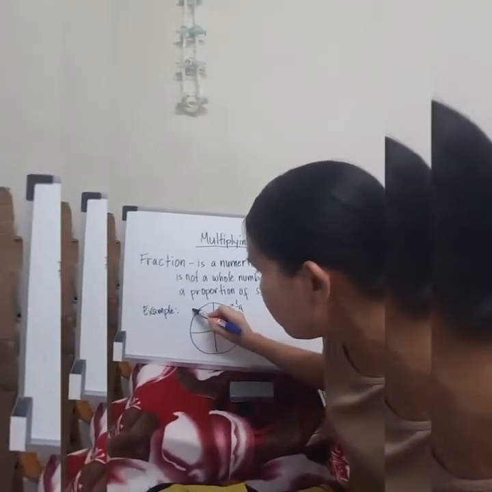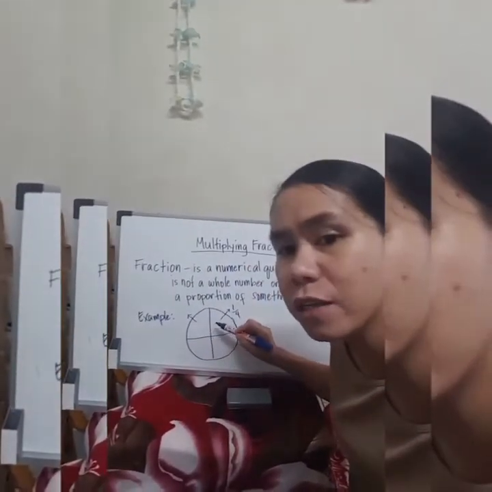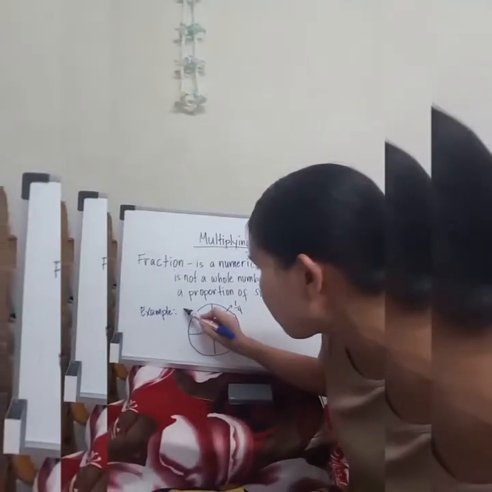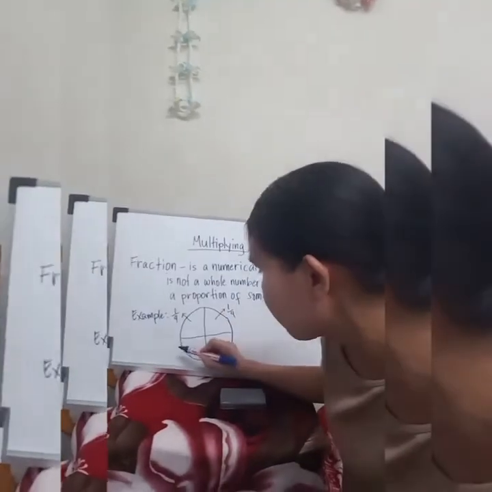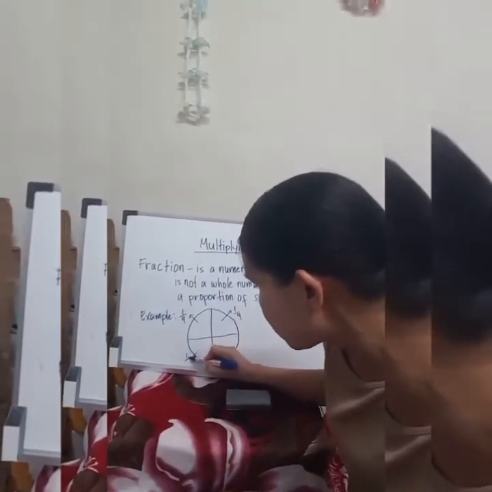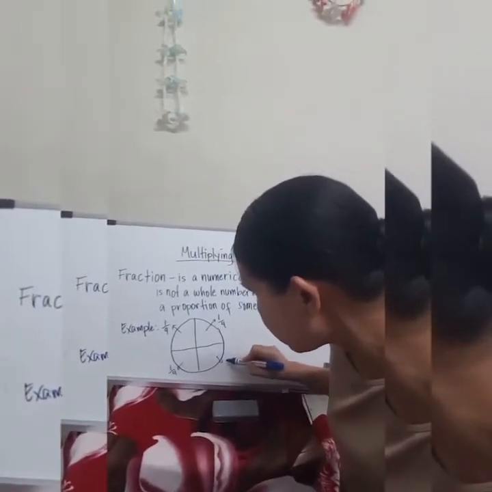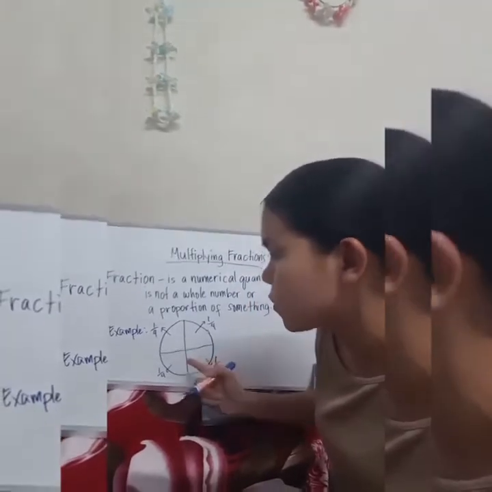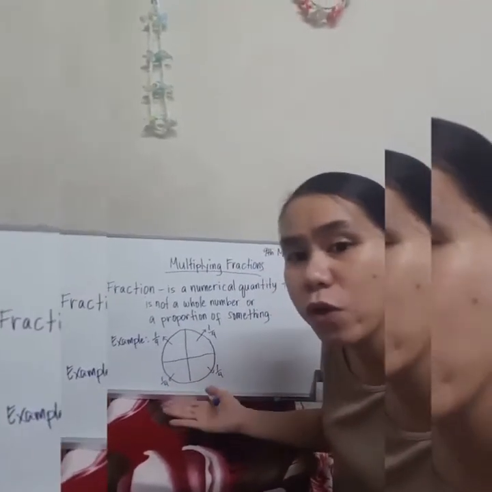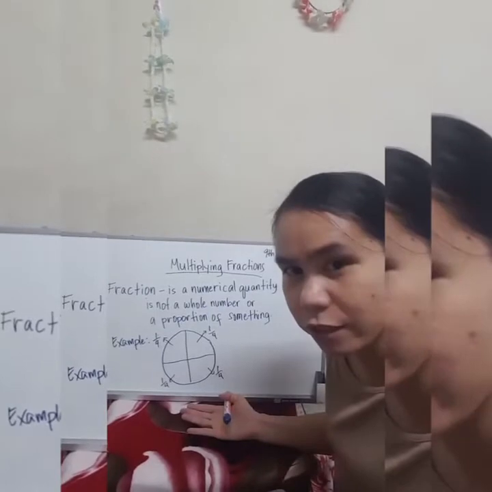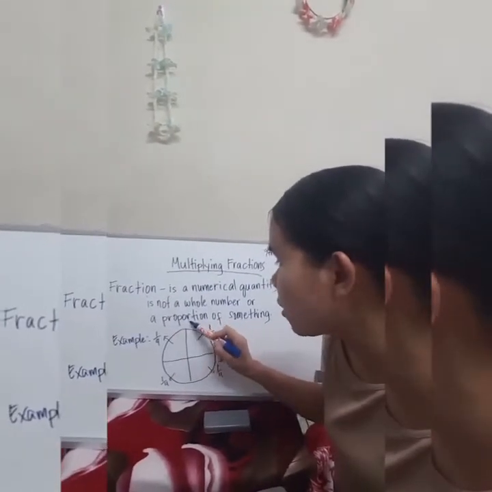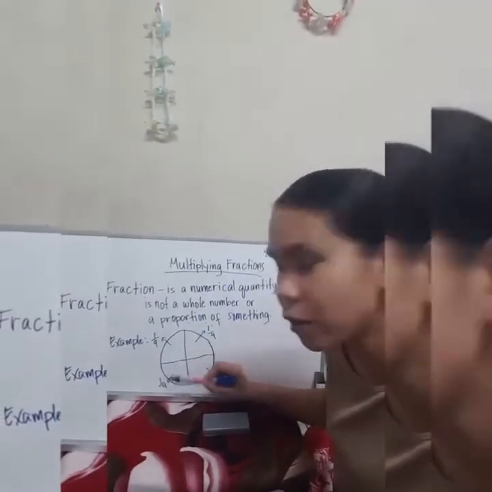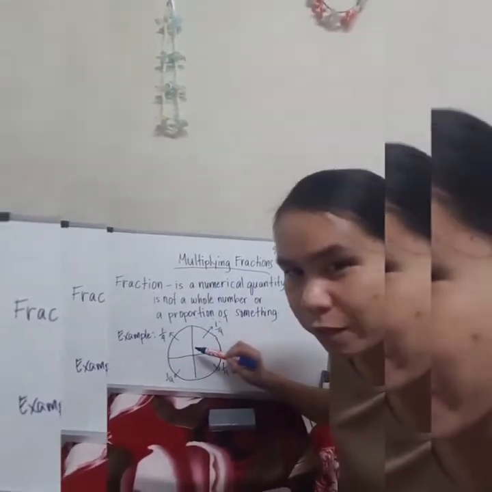Another one, the same thing, because you divided this one into 4 equal parts. So this is 1 out of 4, so 1/4. Same as here and same as here. So this is what we call a fraction. Okay? Again, it is a proportion of something. It's a part of this whole number.